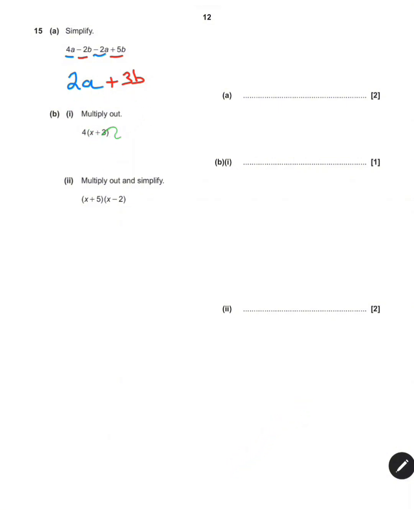Part B, some multiplying of a bracket to do, so we're going to do 4 times x. And then we're going to do 4 times 3. 4 times x is 4x. And 4 times 3 is 12. And it's positive 3. So positive 12.